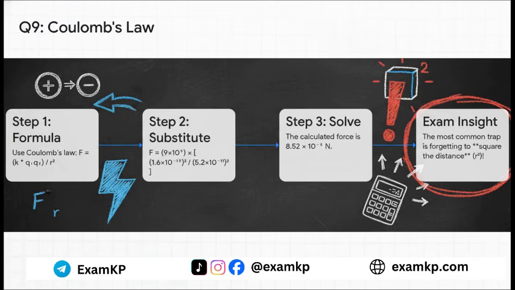So K is your constant, and the charges are just the charge of a proton and electron, which have the same magnitude. But here is the most important part of the entire calculation. Do not, I repeat, do not forget to square the distance r on the bottom. It's r squared. Once you plug everything in and you're careful with your calculator, you'll get 8.52 times 10 to the minus 8 newtons.